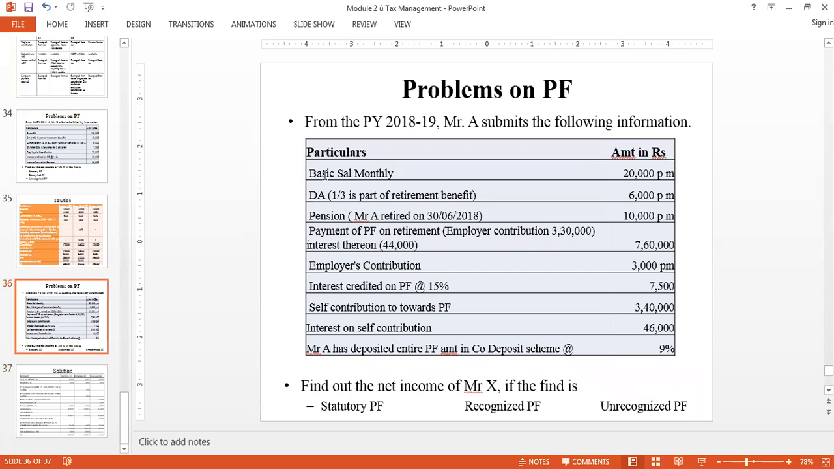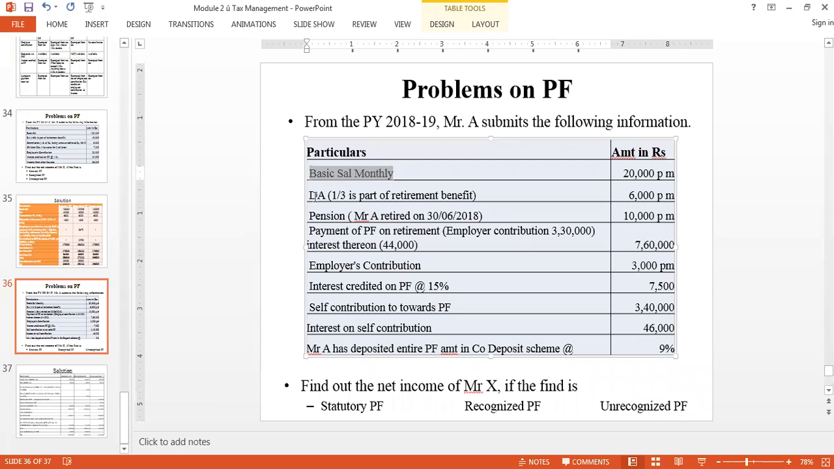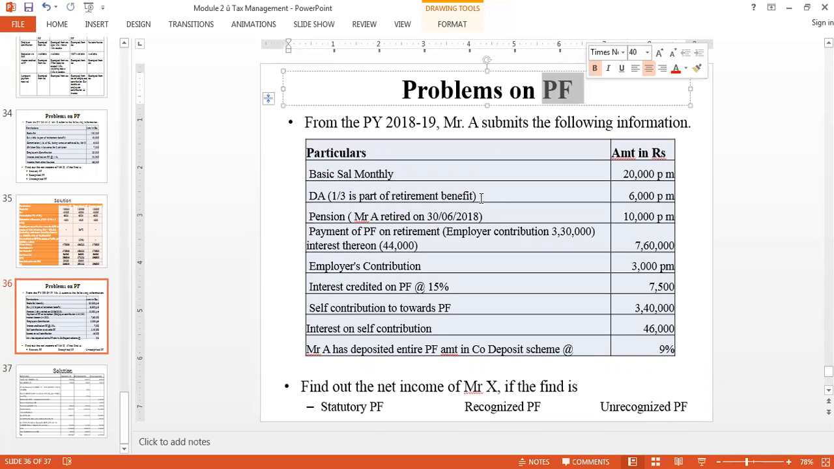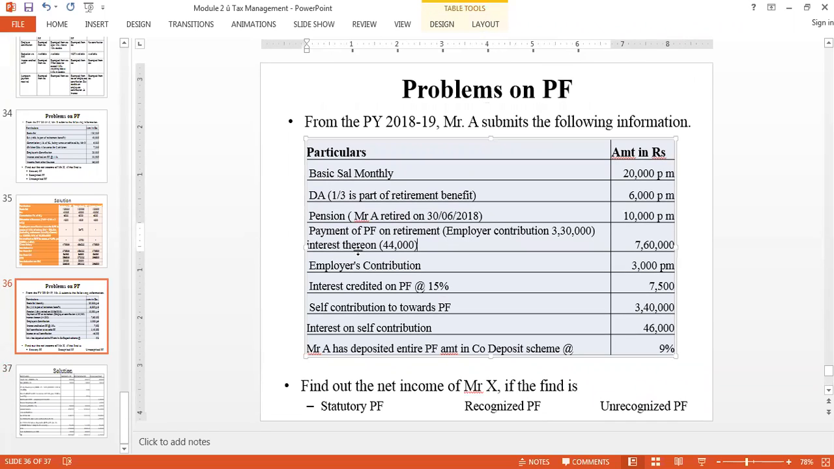Clear. So we have taken his salary into consideration, and we have taken his DA into consideration. Now we will take the pension. We will take pension at a later stage, because first our priority is provident fund, because that is what the problem is about. So, payment of provident fund on retirement. Just look at this. Employer has contributed 3,30,000. Interest thereon is 44,000. Just understand one thing.